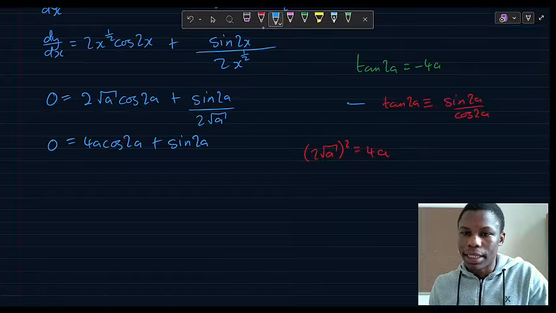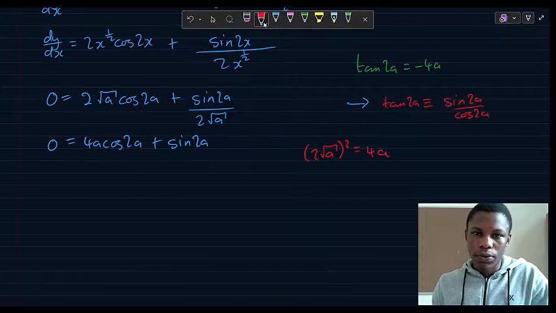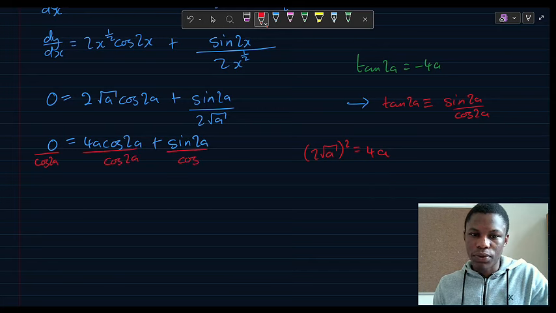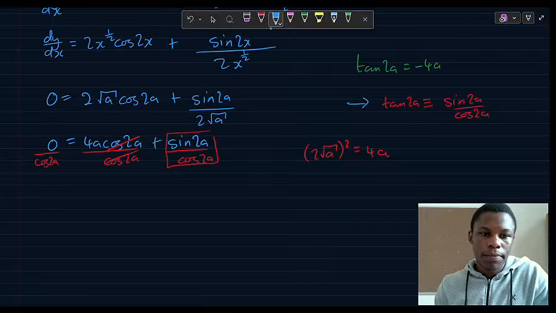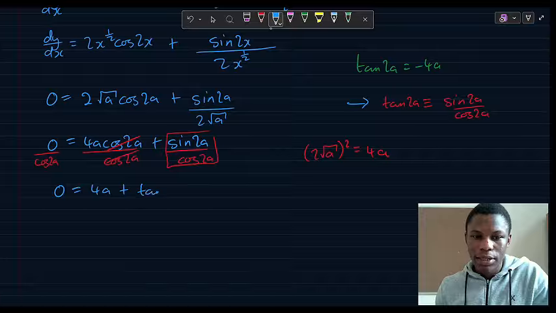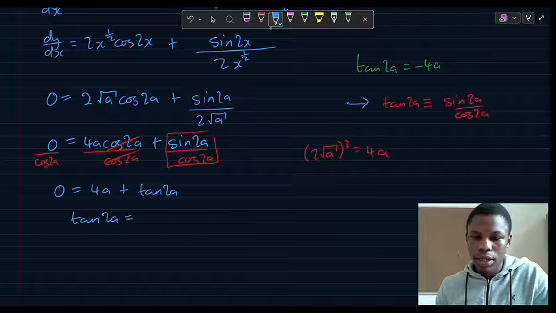Okay, and now the idea that we're talking about has to come into effect. So we can divide through by cosine of 2a, right? Divide this by cosine of 2a, divide that by cosine of 2a, divide this by cosine of 2a. Reason being, the left just remains as 0. This cancels out, and this here gives us our tan 2a. And so I have that 0 is equal to 4a plus tan 2a. And so that means tan 2a is therefore equal to negative 4a.